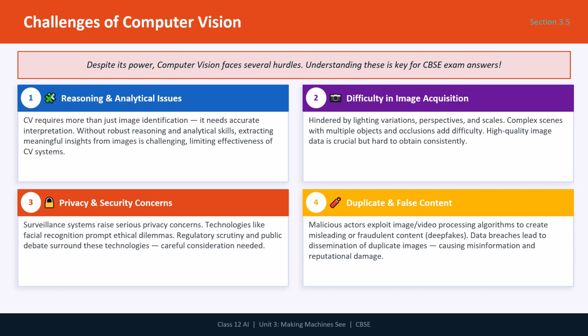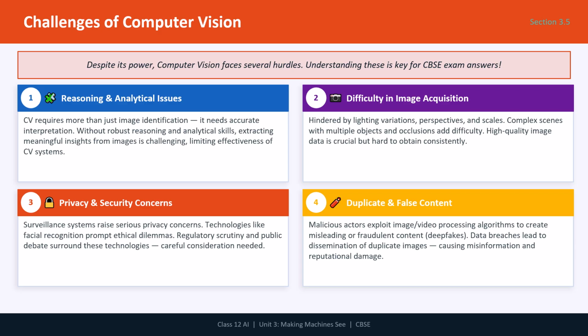Challenge 2. Difficulty in image acquisition. Lighting variations, different angles, complex scenes with multiple objects, occlusions where one object hides behind another, all of these make it really hard to consistently acquire high quality images for accurate analysis. Challenge 3. Privacy and security concerns. This is a big one in today's world.